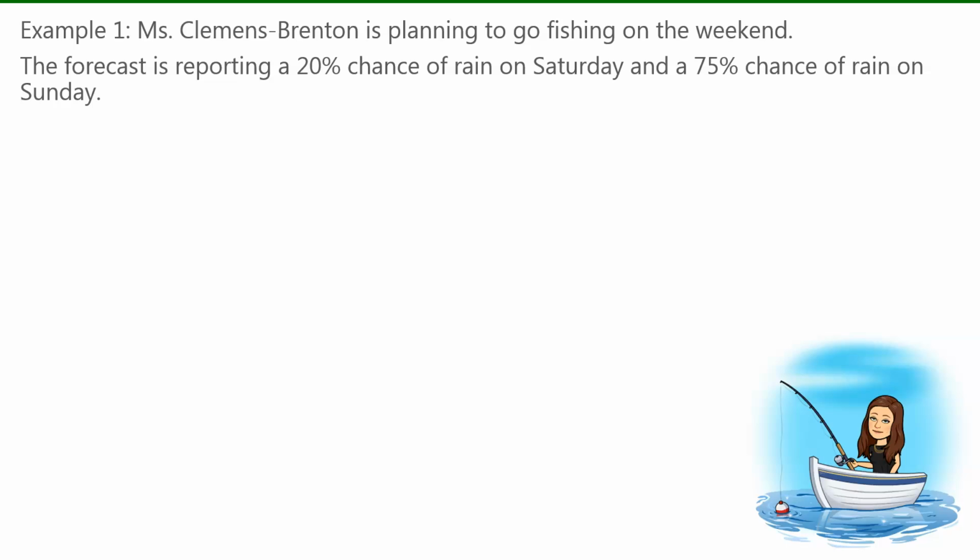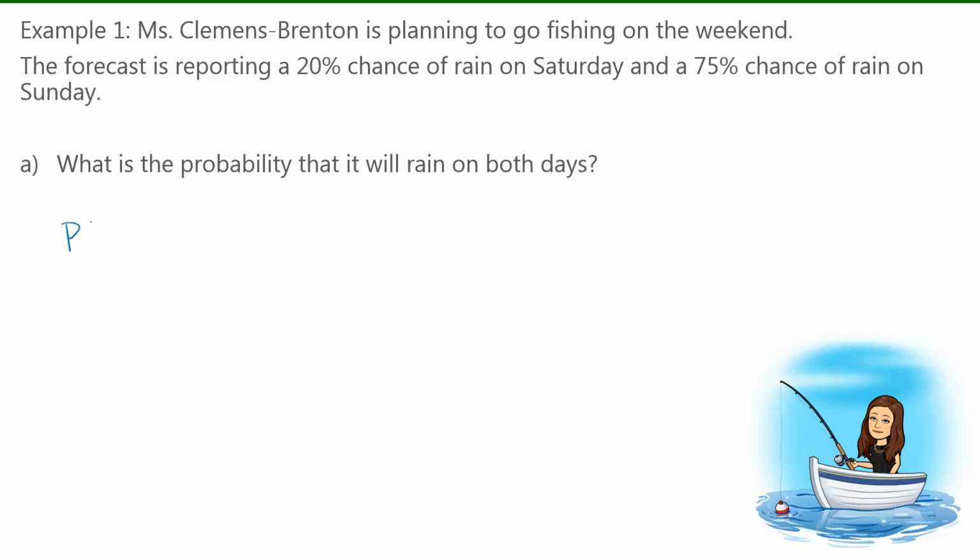Example 1. Ms. Clemens-Brenton is planning to go fishing on the weekend. The forecast is reporting a 20% chance of rain on Saturday and a 75% chance of rain on Sunday. What is the probability that it will rain on both days? When we use percents to calculate probability, those percents first need to be changed to a decimal. So we write probability of rain Saturday and rain on Sunday. 20% as a decimal will be 0.20. 75% as a decimal will be 0.75.